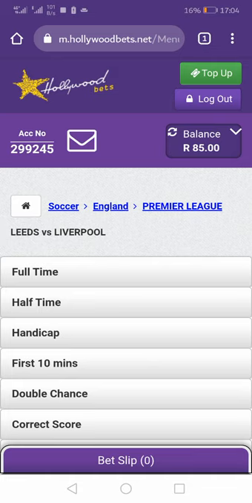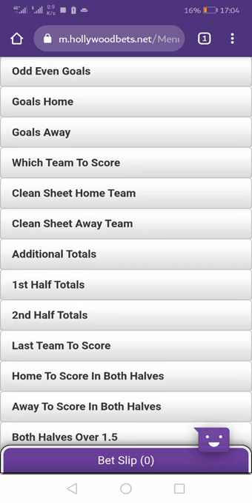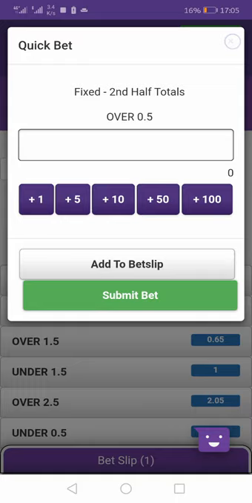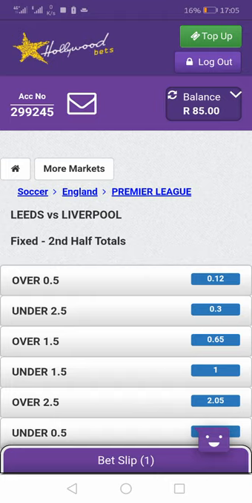By the way, this is the market second half totals. Look at that second half totals and look at that market, over 0.5. So let me explain, because I know not everybody understands. This video is meant for everyone. So let me first explain, what does this market mean? This market simply means that on the second half of the game, you need at least a goal.